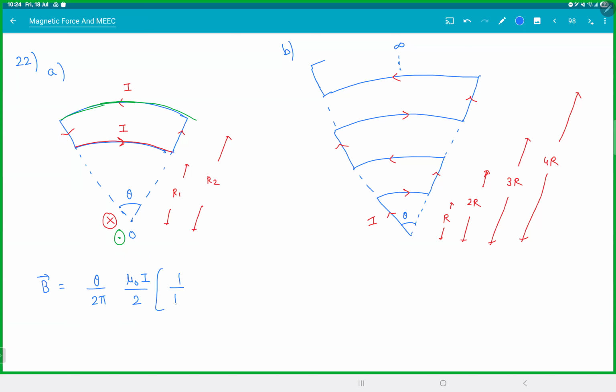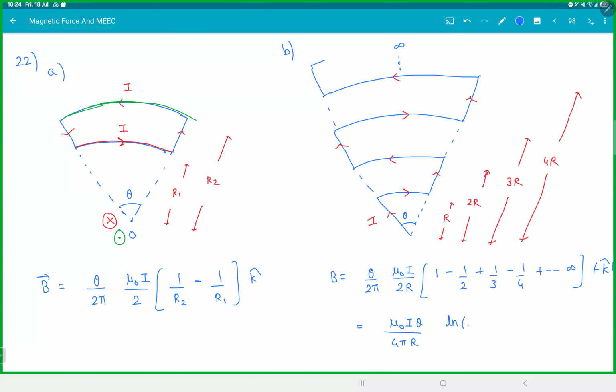Now the radius term will be 1 by R2 minus 1 by R1, k cap. So R2 is outside and R1 is inside. So the sign will take care of it. That whole thing actually is a negative term. Same thing here. If you do theta by 2 pi mu naught, current is the same. Take out R also common. You'll end up with 1 minus half plus 1 by 3 minus 1 by 4, and so on till infinity. This is minus k cap. That is nothing but ln 1 plus x with x equal to 1, the ln 2 series. Mu naught I theta by 4 pi r, ln 2, minus k cap. Got this?